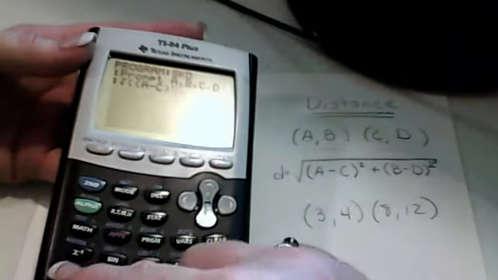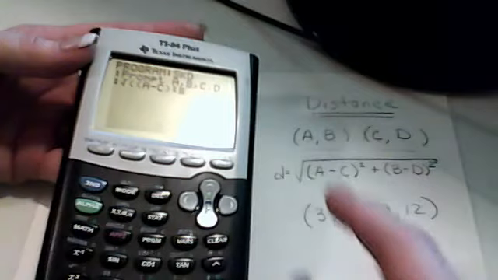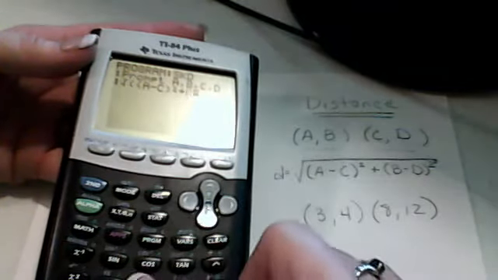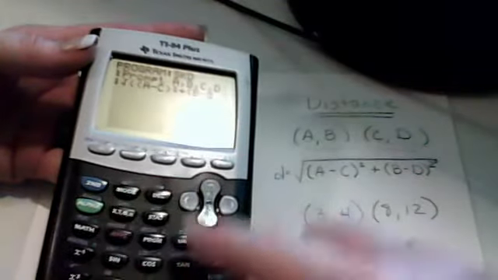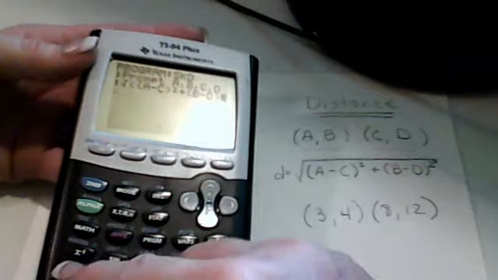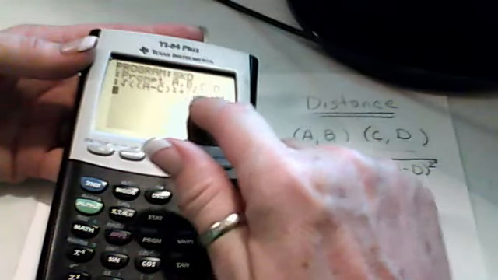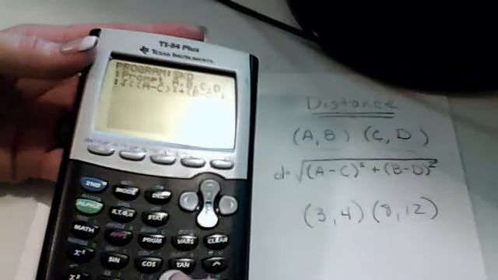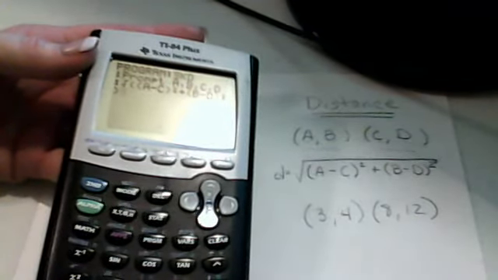parenthesis squared, and that's my x sub 1 minus my x sub 2, plus parenthesis alpha B minus alpha D, close parentheses squared, and that's my y sub 1 minus y sub 2. And then at the end I want to put a parenthesis, and that parenthesis is showing that I'm at the end of my radical.